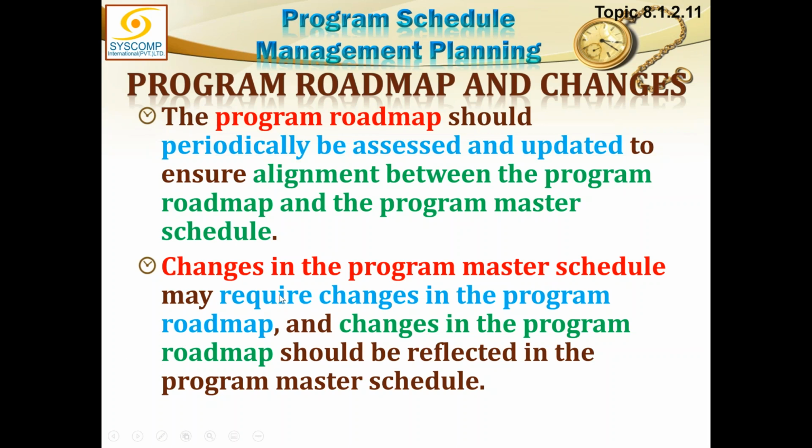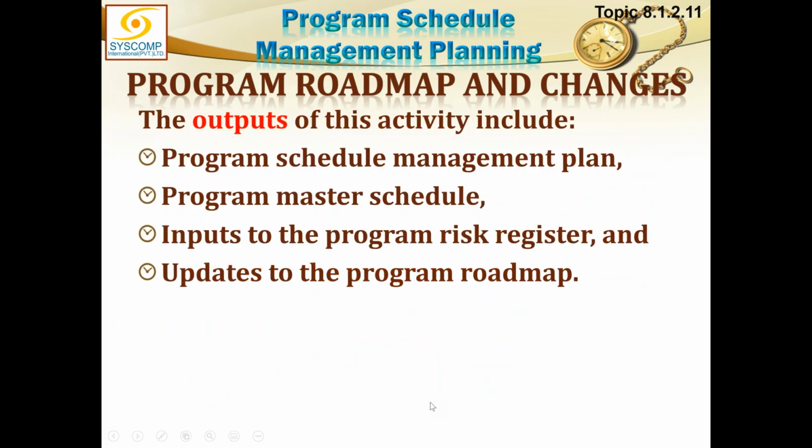Changes in the program master schedule may require changes in the program roadmap, and changes in the program roadmap should be reflected in the program master schedule. Exactly the point which I was discussing. So for program roadmap and changes, the output would be the program schedule management plan, program master schedule, inputs to the program risk register, and updates to the program roadmap.